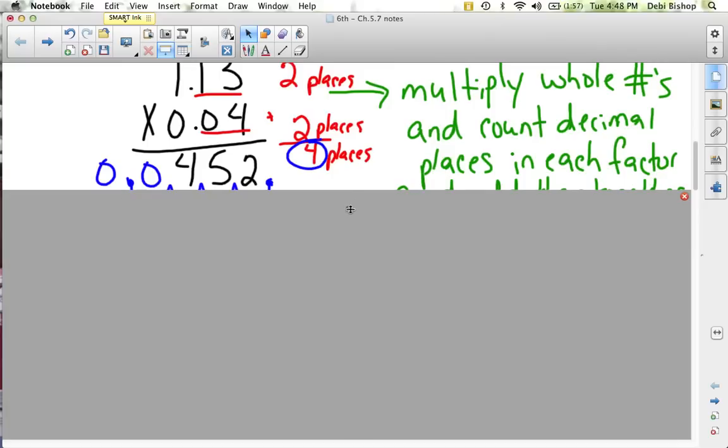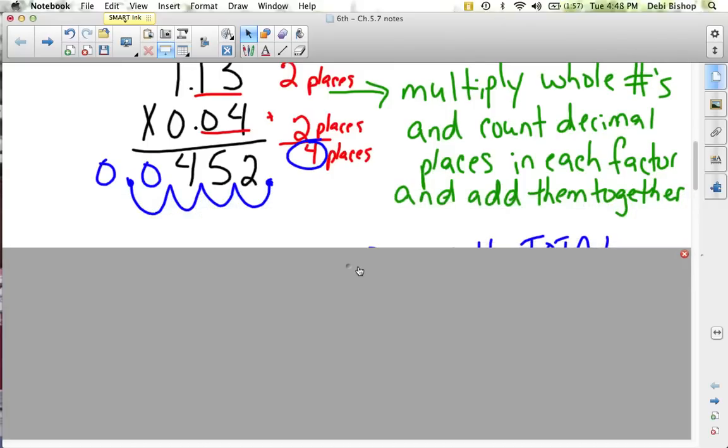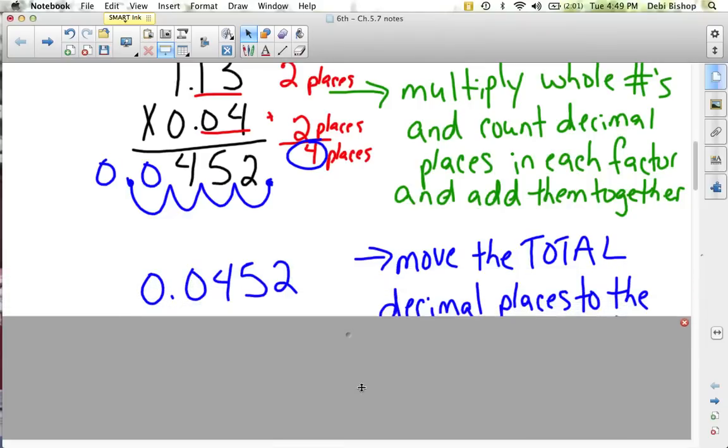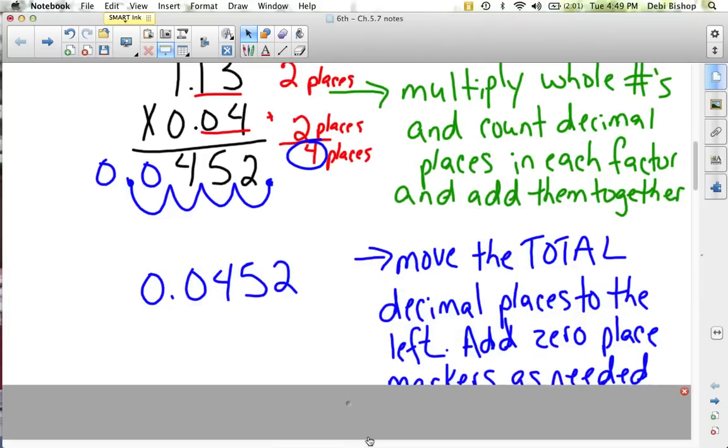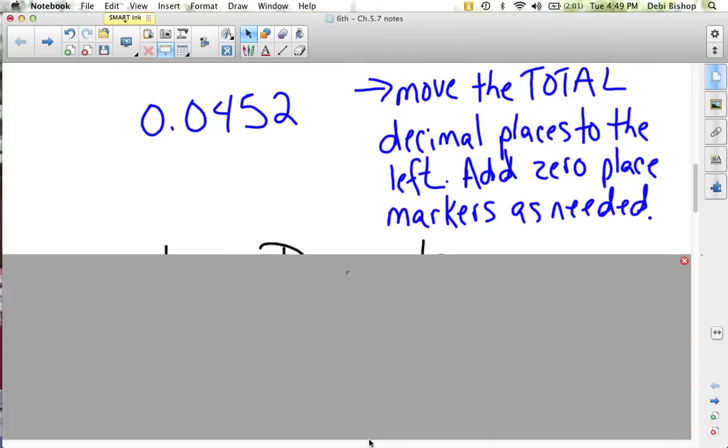After you do that, you can see you have to take your product or your final answer and move over 4 decimal places. As you can see here, you always start at the very end of the number and you move over 1, 2, 3, 4 decimal places. Now you can see here there was not another space for a decimal, so you would add in a 0 to hold your place. So you use 0 as a placeholder. You move the total decimal places to the left and you add a 0 as a place marker if needed. And that's how you multiply decimals.